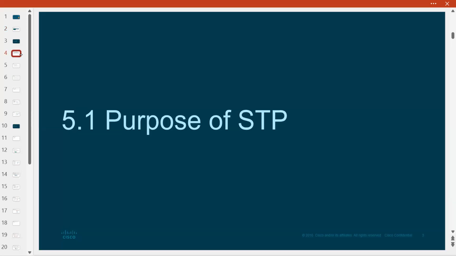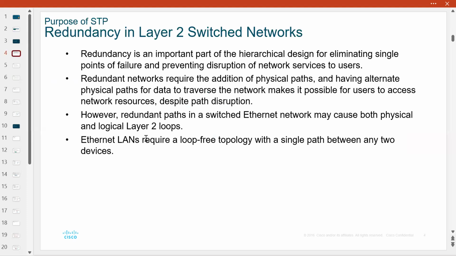Moving forward, redundancy in a layer 2 switched network. Redundancy is an important part of the design of a network for eliminating single points of failure. I mentioned that with fault tolerance, we have redundancy. It eliminates single points of failure so that when one link is down, another link can take over. When one device is down, another device can take over. It might be a server: when one server is down, we have another one for redundancy purposes so that it takes over. With a router, we can have another router for redundancy purposes. You can have multiple links leading to a destination network for redundancy purposes.